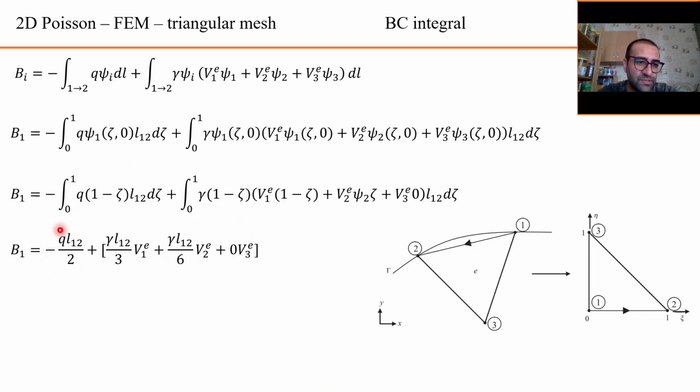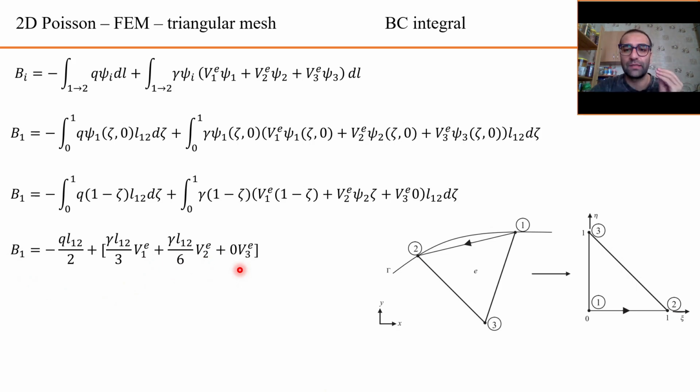This first term comes from this, and we have a V1 with this coefficient, V2 with this coefficient, and 0 for the V3, because the third shape function over this contour is 0. And now what we have? We have a B vector, and this B vector contains coefficients of V1, V2, V3.